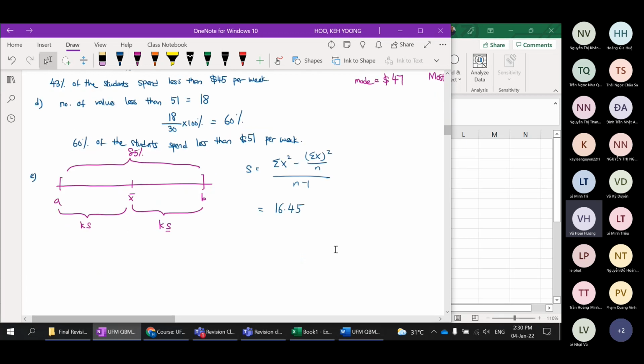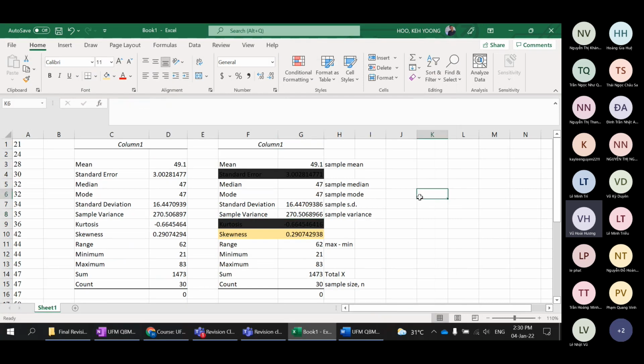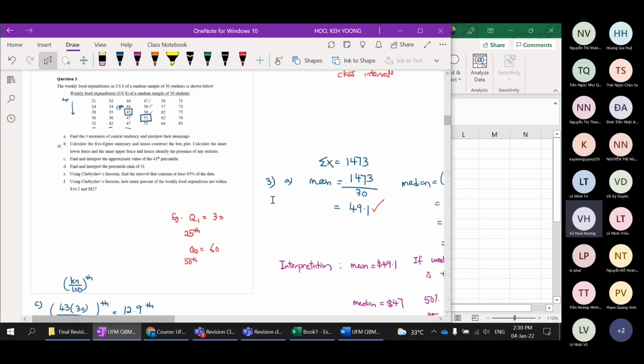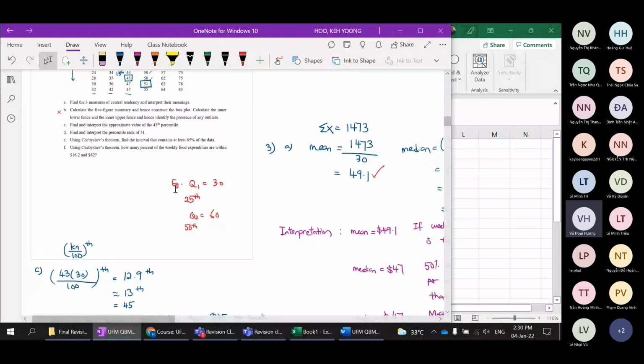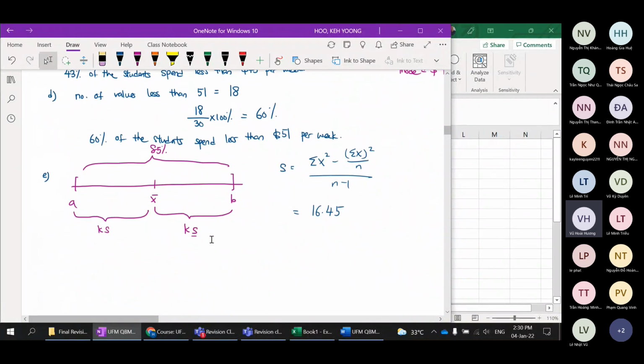Once you have got your standard deviation, back to this question. Very easy, right? Just select the data, then the outputs come out ready. So you want to find the interval that contains at least 85% of the data. There are 3 steps.